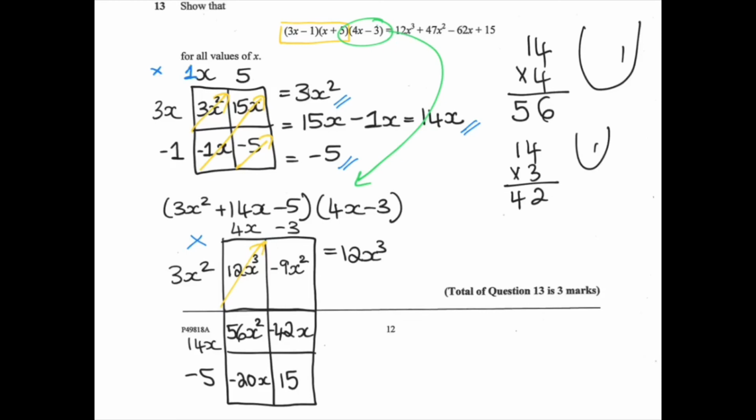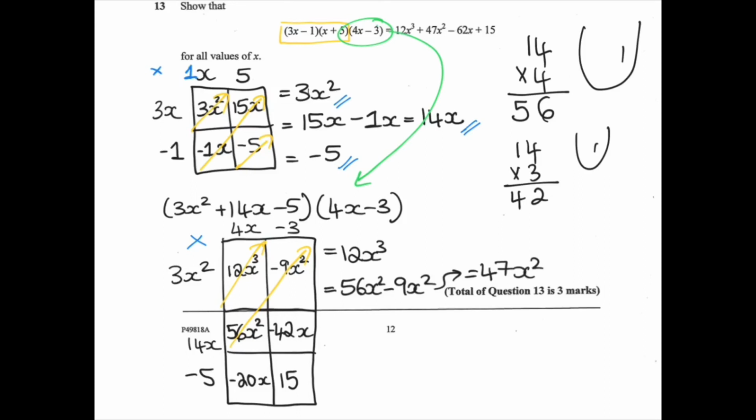Next one, this diagonal here. Remember what we said, start with the positive number. So I'm going to start with the 56x squared minus the 9x squared. What do I get? 47x squared. Again, pretty happy with that, because I know that I need my answer to be up here, 47x squared.